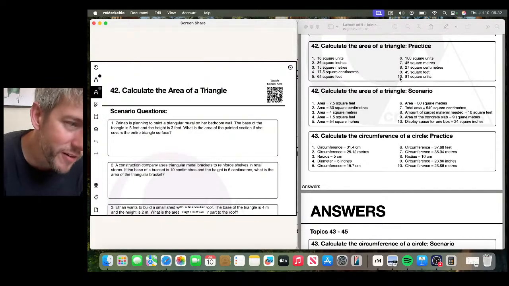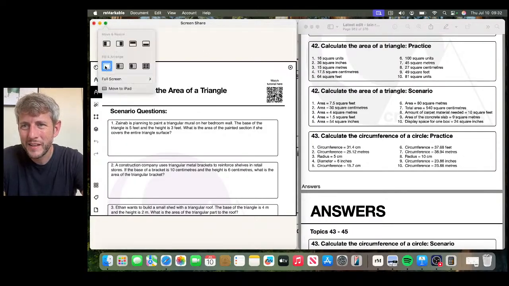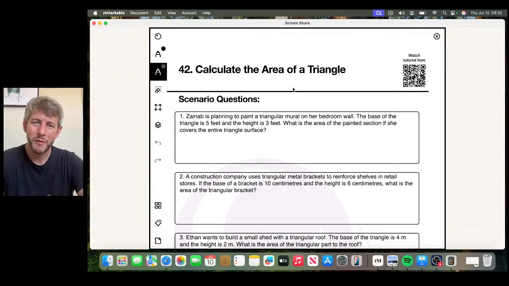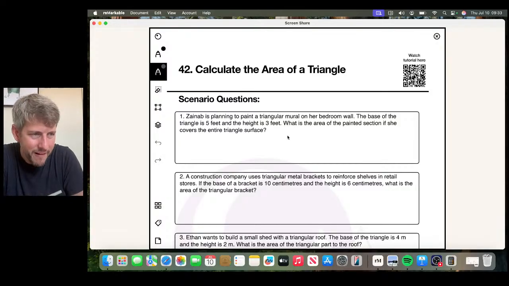Okay, we've got scenario questions and we've got a long one here. This is kind of how these questions always appear in the exams. It's a straightforward area question, but actually you've got to work out what's going on within it. So first one says, Zainab is planning to paint a triangular mural on her bedroom wall. The base of the triangle is 5 feet and the height is 3 feet. What is the area of the painted section if she covers the entire triangle surface? Okay, so basically what is the area of that triangle?